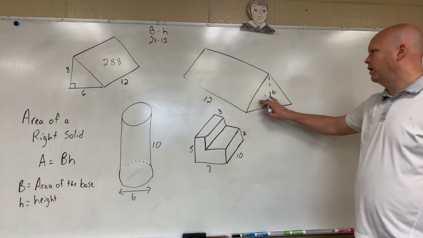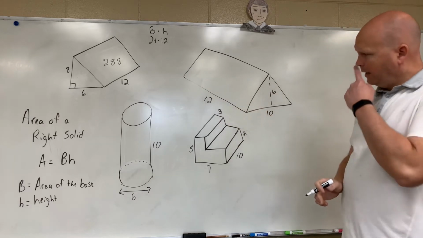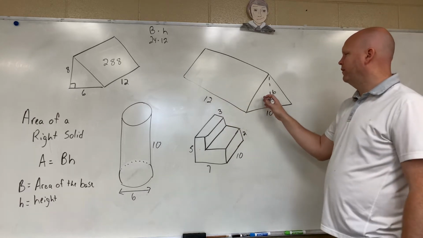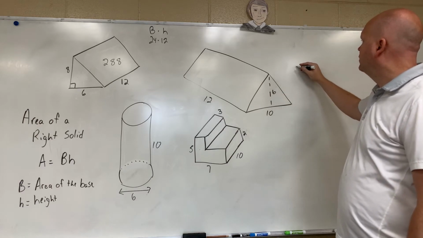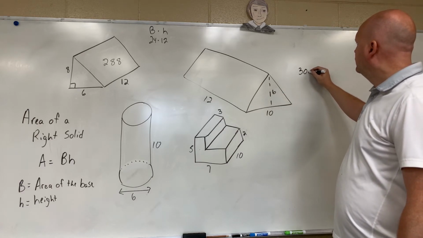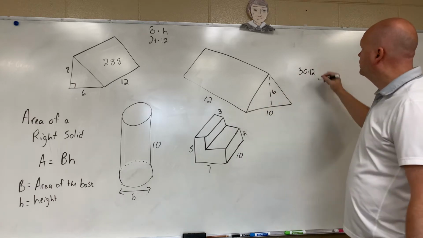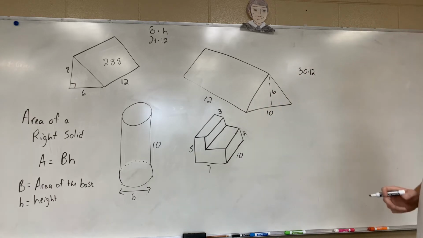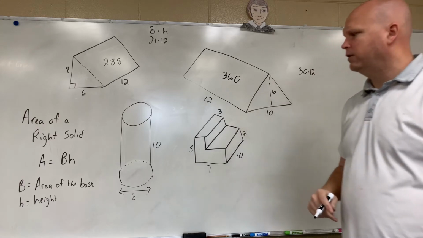On this shape, again, it's a triangle. That would be the same on both ends. And so that is the base. So we find the area of this, which would be 10 times 6 divided by 2. So 30 times 12, which would be 360 for the area of this entire right solid.